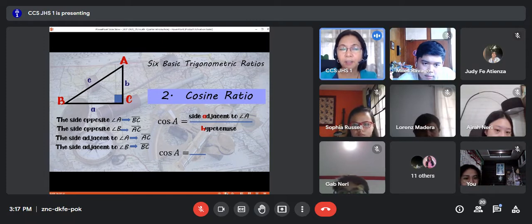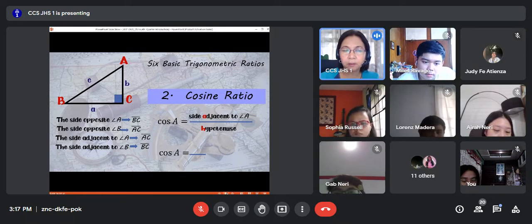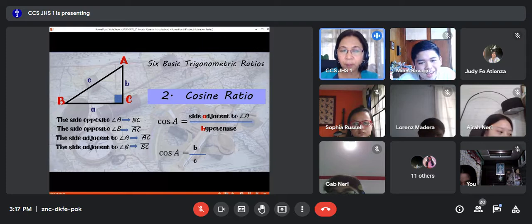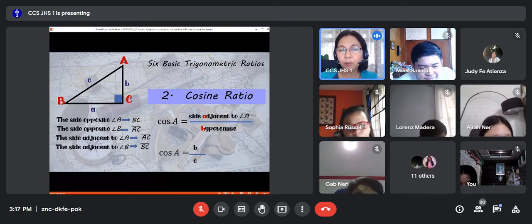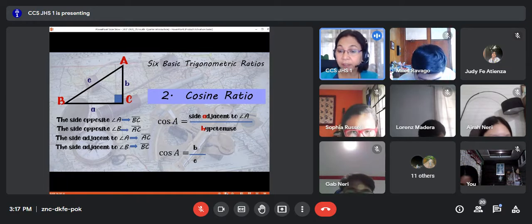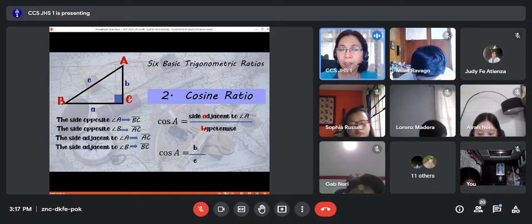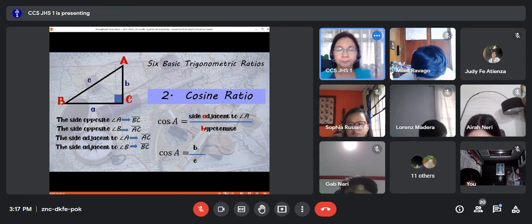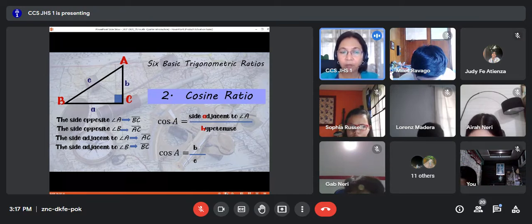Adjacent to angle A. Okay, what is that dimension? Just give me the dimension. Small letter b and small letter c. By the way, we use small letters a, b, c to represent the measurements of the sides. So small a, b, and c are dimensions of the sides of the triangle. These are numerical values, so this is the ratio of b over c.